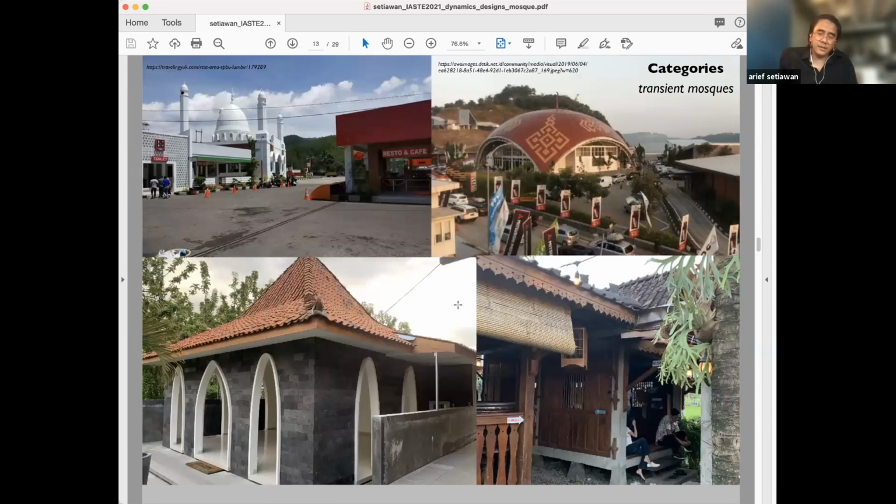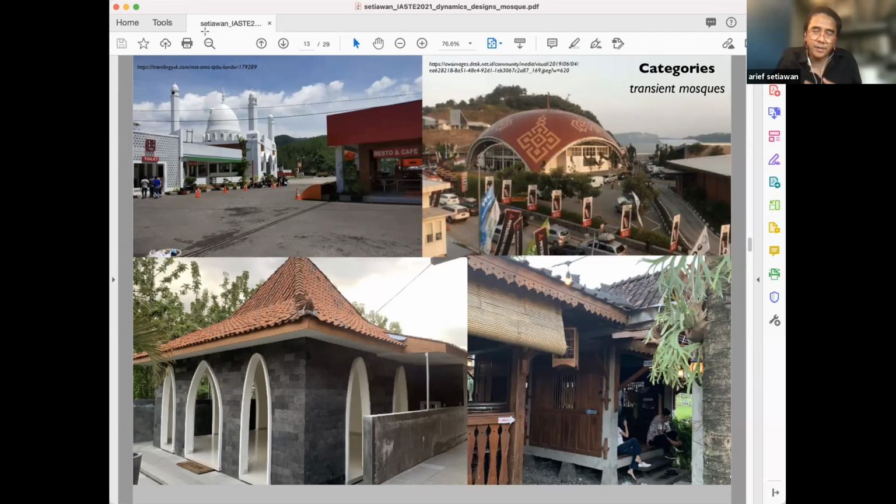And this is the current trend, what I categorize as transient mosques: places for praying that are built in shopping malls, shopping centers, recreation places, tourist destinations, rest areas, and gas stations. Again, they come in very various scales, sizes, appearances, and styles.